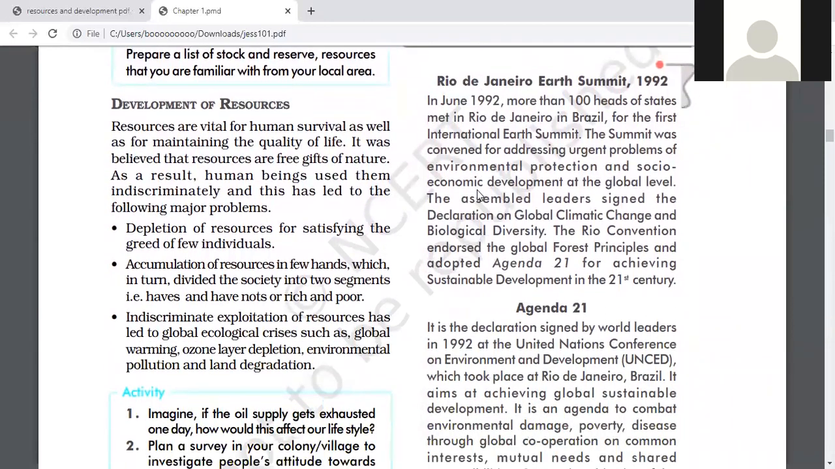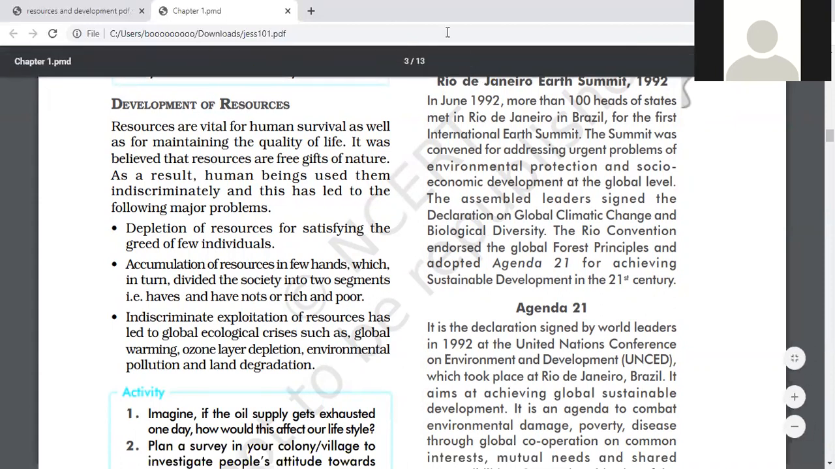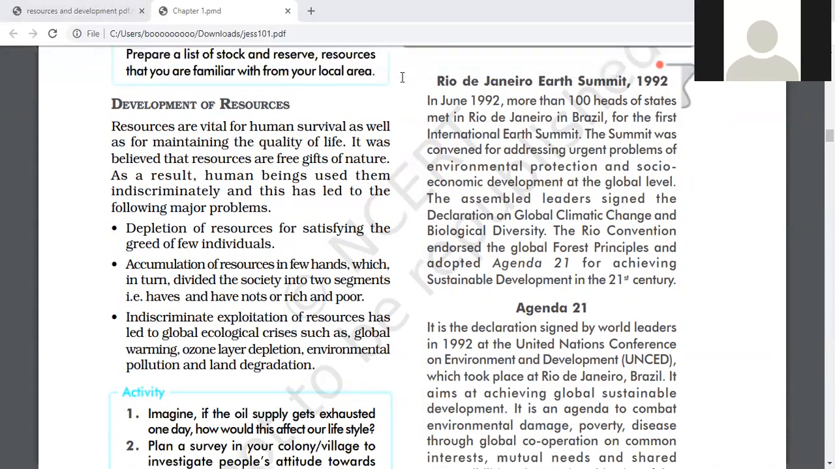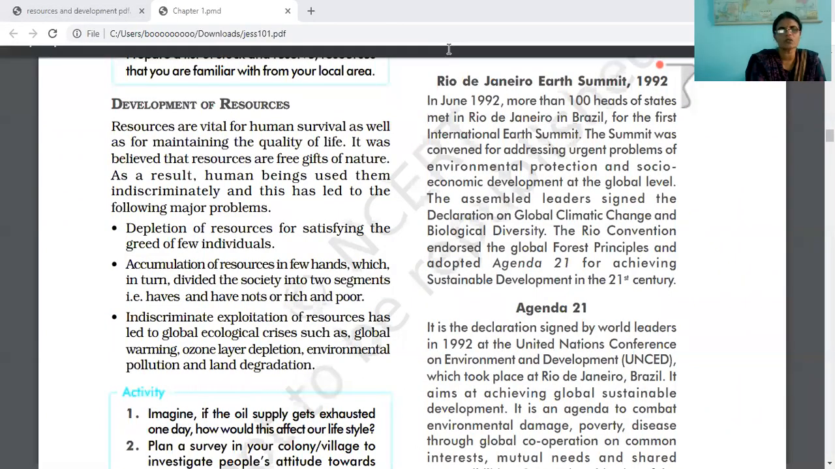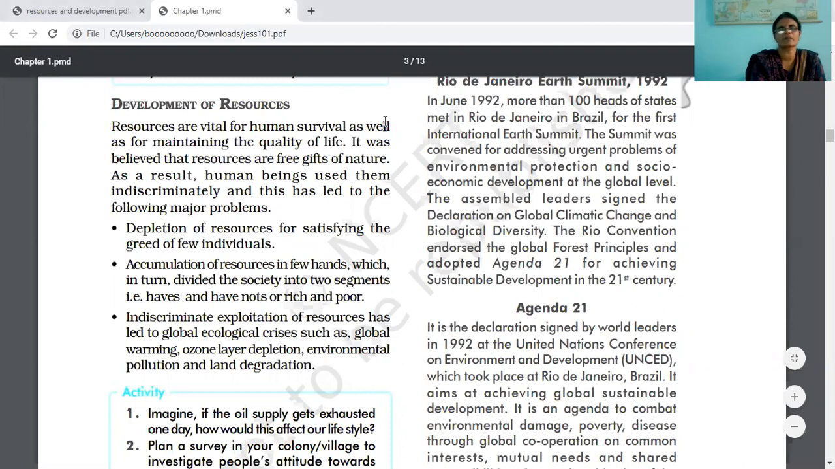What is development of resources? Resources should be developed in such a way that resources will not be wasted. There should not be any wastage of resources. For that, we should have appropriate planning. Okay. And how are resources getting depleted or wasted?